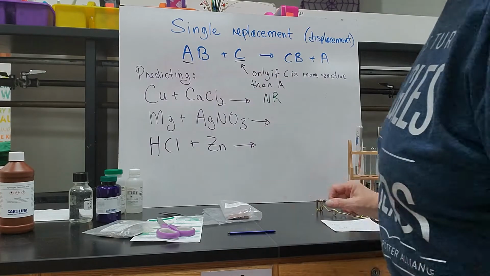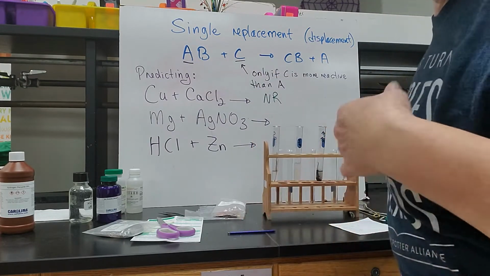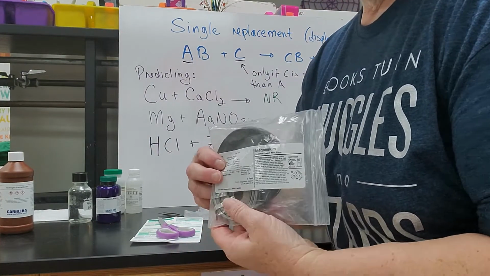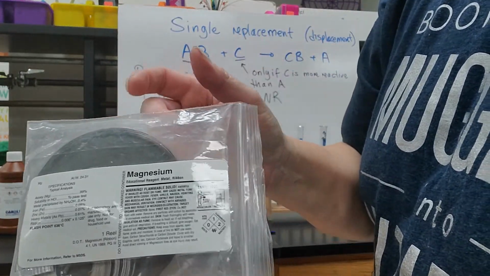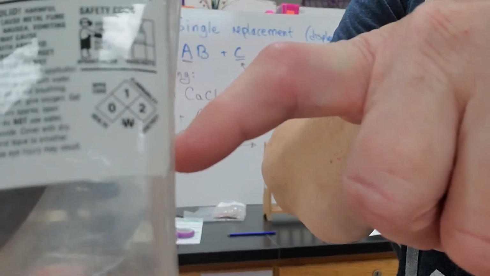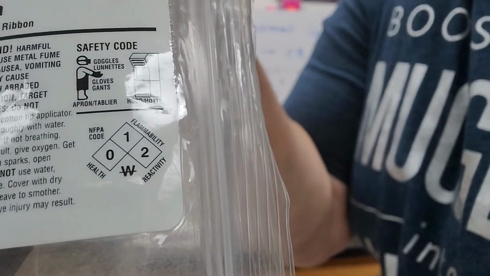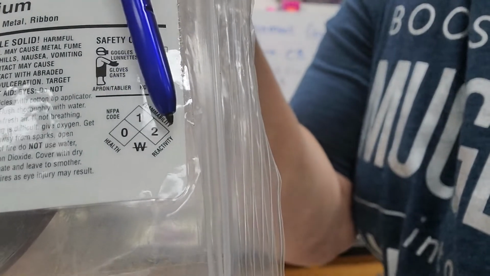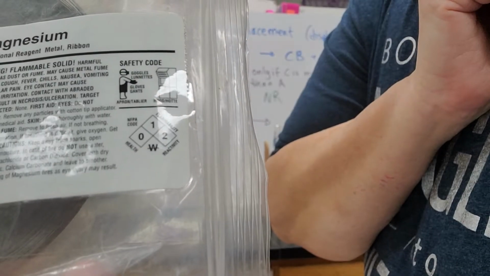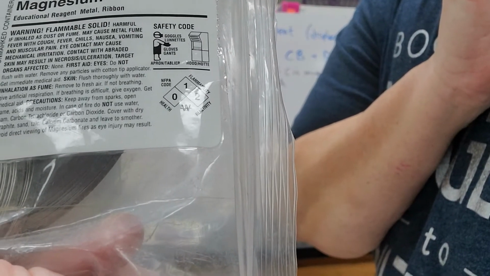All right, let's take magnesium and silver nitrate. Now magnesium, I did that in the synthesis where we made magnesium hydroxide. Here I have some magnesium. I usually keep it in the flammables cabinet, but there it is. Remember the safety diamond that we had at the beginning of the year, and this will tell me how reactive it is and some other information. What does that W with a line drawn through it mean? It means do not come in contact with water or it might react.